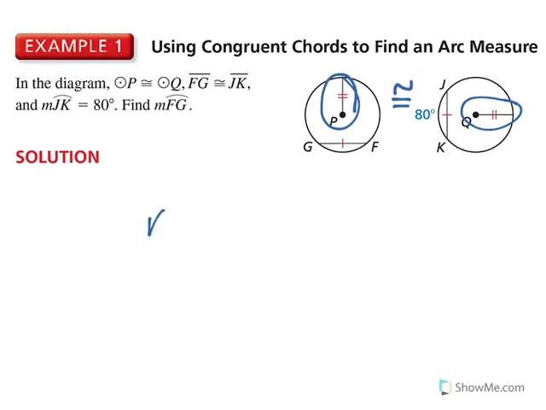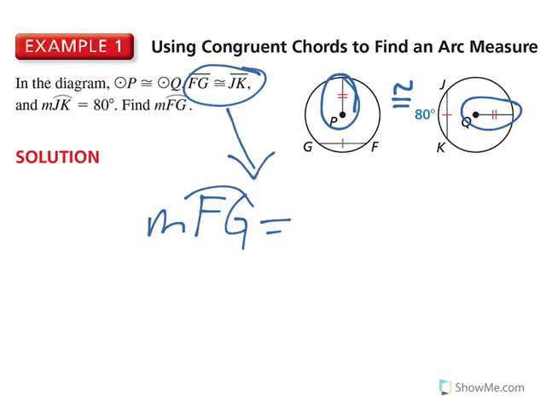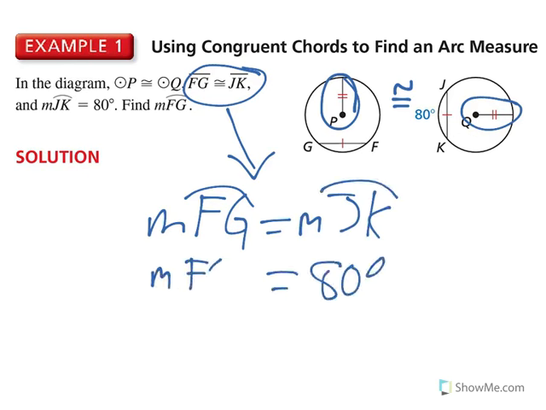And it asks us just to find the measure of arc FG. Okay, so if the chords are congruent, and they're in the same circle or in congruent circles, then that means that their arcs are also going to be congruent with each other. So not only are the chords congruent, I can make the statement that the measure of arc FG is congruent with the measure of arc JK. And JK we know is 80 degrees, so that means the measure of arc FG is also 80 degrees.